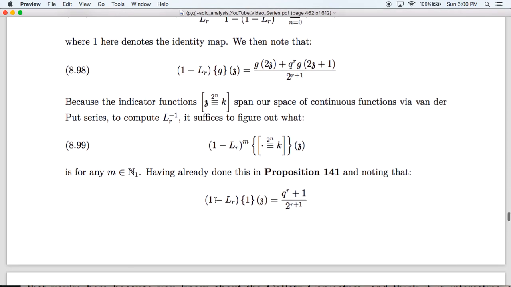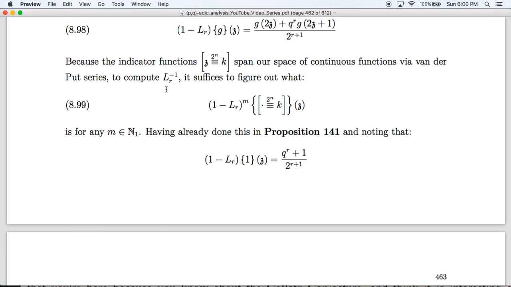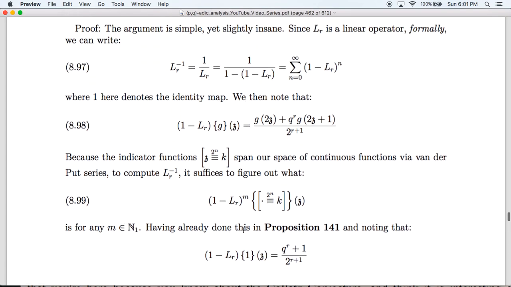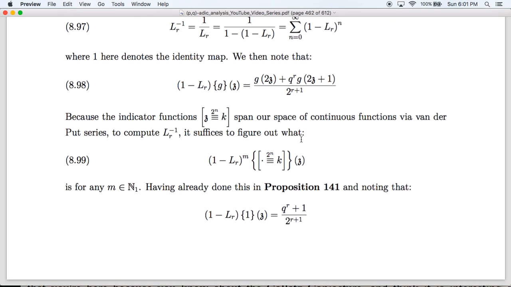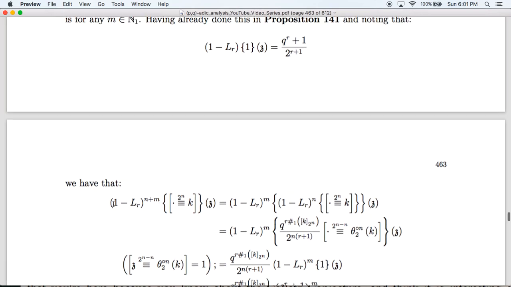Because the indicator functions here span our space of continuous functions via Van der Put series, to compute LR inverse, it suffices to figure out what this is for all m, and then see what happens when we sum the geometric series. Well, thankfully, we've already done this. The first thing that we note is that by this formula, 1 minus LR of the constant function 1 is going to be equal to q to the r plus 1 over 2 to the r plus 1. And because of this, by linearity, 1 minus LR to the n plus m, we can factor out applying it m times. Here we applied n times. And here, this is the fun part.